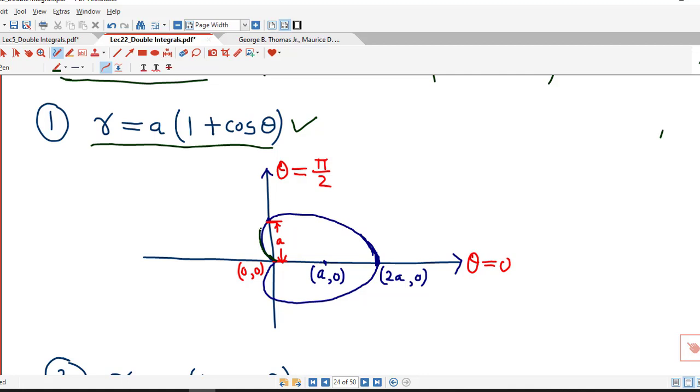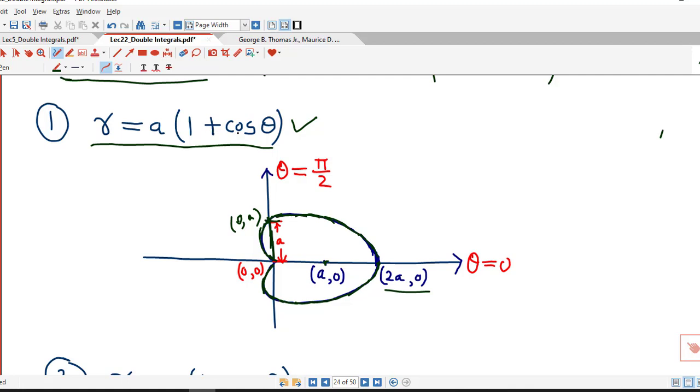It is starting from this point and it is symmetrical about the x-axis. So the graph above the x-axis and below the x-axis is the same. The distance of this point from the origin is nothing but a. So this point is the ordered pair 0, a, and this distance is a. So this point is (a, 0) and this point is (2a, 0). So we will remember the graph of the cardioid represented by r equal to a into 1 plus cos theta.